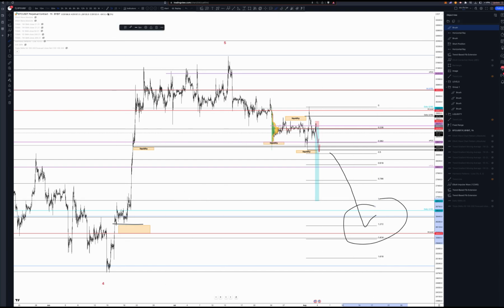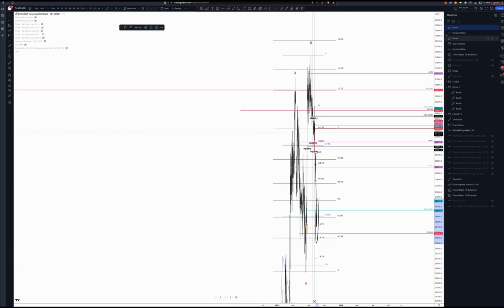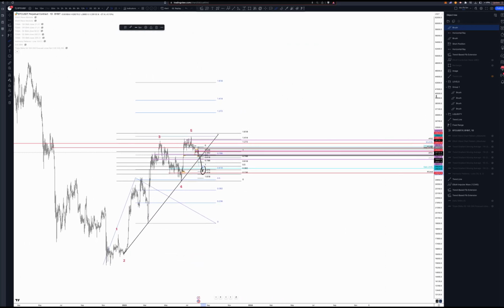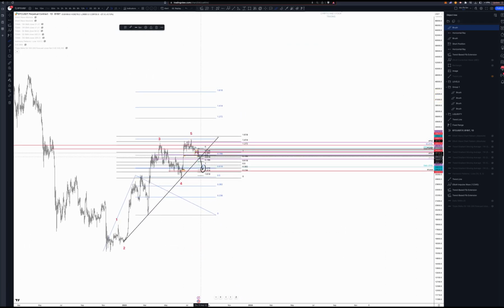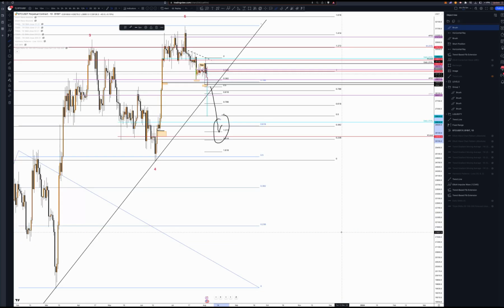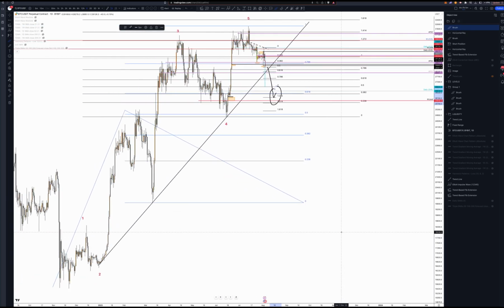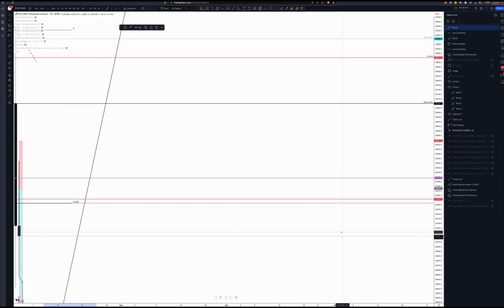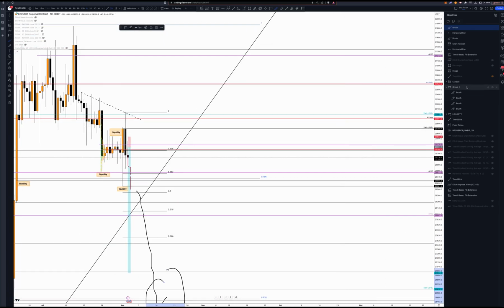Now, if you look on the bigger time frame, you'll see if that's aligned with our. See how that's going to drop hard because of the supporting trend line. So that's going to be capitulation, guys. That is going to drop hard.